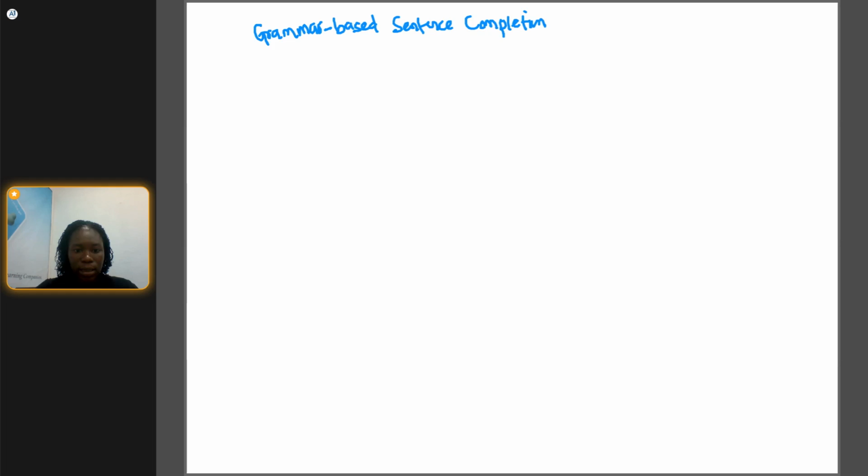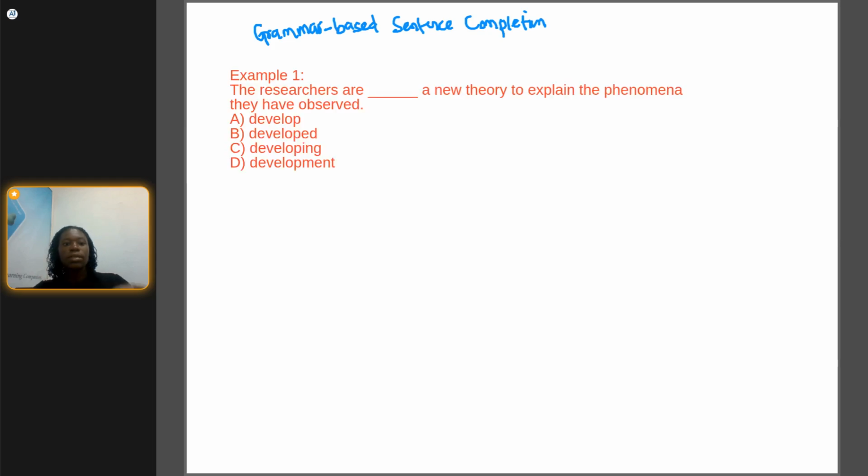All right, so we're going to be looking at our first example. It says: the researchers are dash a new theory to explain the phenomena they have observed. Let's have this on the board. This is example 1 under point 3. So we have 4 options and we need to fill in the gap with the most appropriate option. Now let's try to fill in all these options to see which one sounds good.